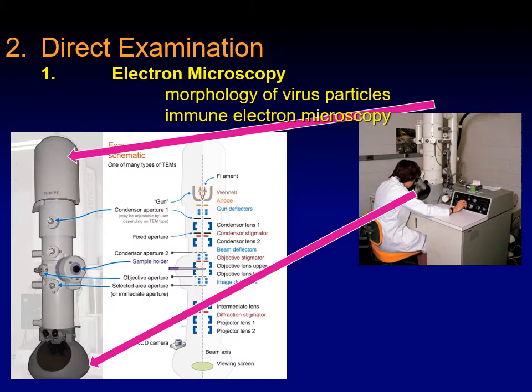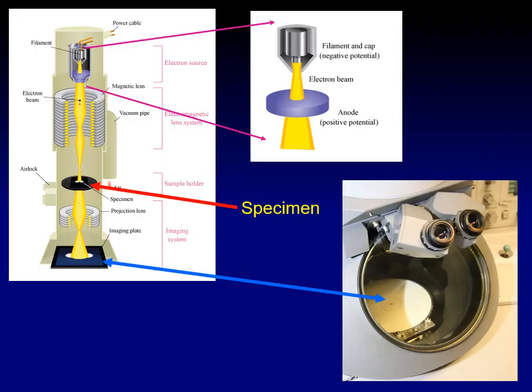Among the direct examination methods is the use of electron microscopy. Electron microscopes were invented in the early years of the 20th century. They became very important tools for detecting very small, minute particles, such as the virus particles. The principle behind the electron microscope is to place a specimen within the electron beam, which is directed from a cathode to the anode, and this beam goes through the specimen.